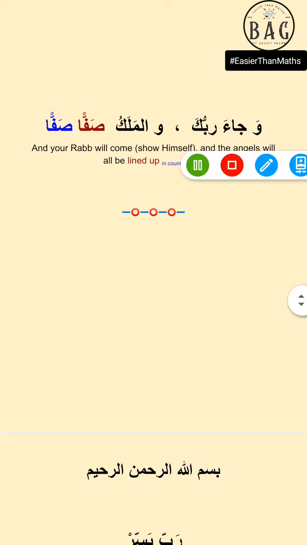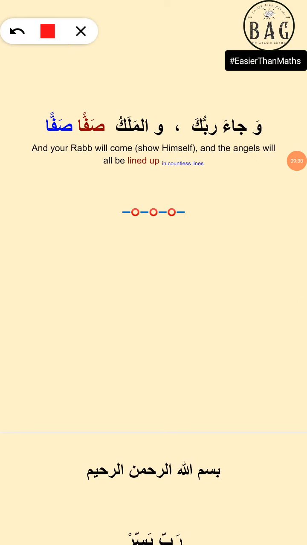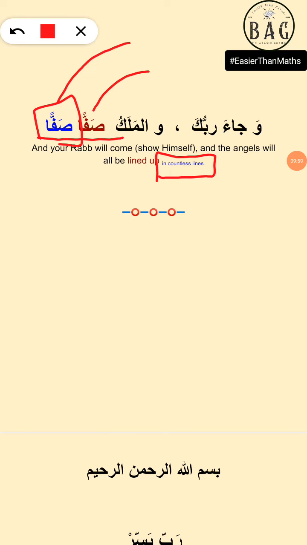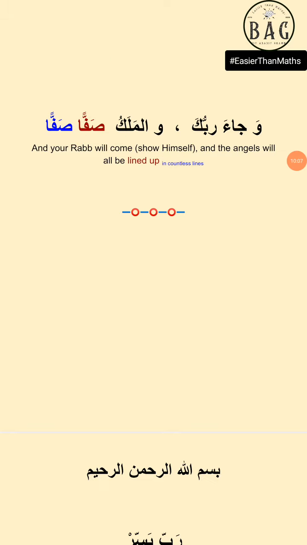next you have wa ja'a rabbuka wal malaku saffan saffan. Once again, this is the emphasized noun, and this is the emphasizer. Okay, and your Rabb will come, or rather, it means that he will show himself, and the angels will be all lined up in countless lines. Now, countless lines is the imagery that is provided due to the presence of this emphasizer, this blue one. Okay, and the saffan is the word that is emphasized. Okay, so this was quite simple, fairly easy and logical.